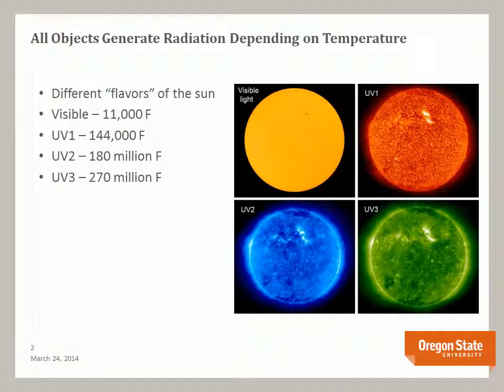Starting with the basics, all objects, except for black holes, in the universe generate radiation depending on their temperature. This can be illustrated by looking at the different wavelengths of light that are released by the Sun. Note that the Sun looks different depending on the wavelength and hence energy and temperature of the spectrum. For example, in the visible wavelengths, the temperature is around 11,000 degrees Fahrenheit, whereas in the UV3 range, the temperature is much warmer at 270 million degrees Fahrenheit.